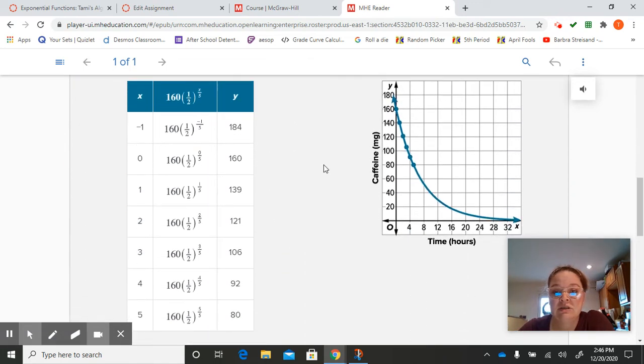So our graph looks something like this. We start up high and we drop down, getting closer and closer to 0. It will never actually reach 0, but it will get closer and closer to it. So at 0, we start at 160. At negative 5, so we can see how the graph acts, it is 184. And we go down. We have 139, 121, 106, 92, 80, etc.